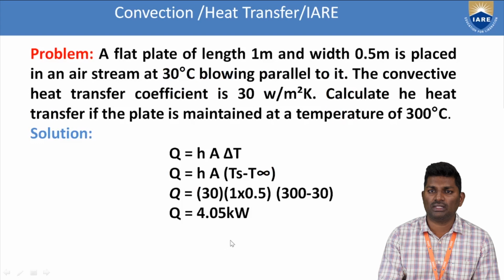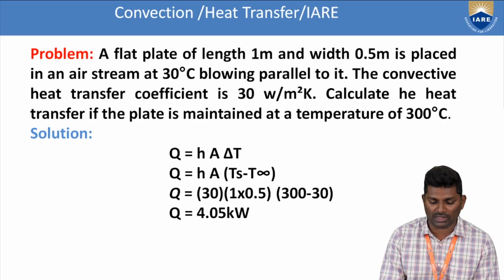And same in this also, you can see the problem to find out the heat transfer rate. Okay, so the flat plate. A flat plate of length 1 meter and width 0.5 meter is placed in an air stream at 30 degrees centigrade, blowing parallel to it. The convective heat transfer coefficient is given as 30 watt per meter squared Kelvin, and you have to calculate the heat transfer if the plate is maintained at a temperature of 300 degrees centigrade, using the equation of convection, Q is equal to h A delta T.